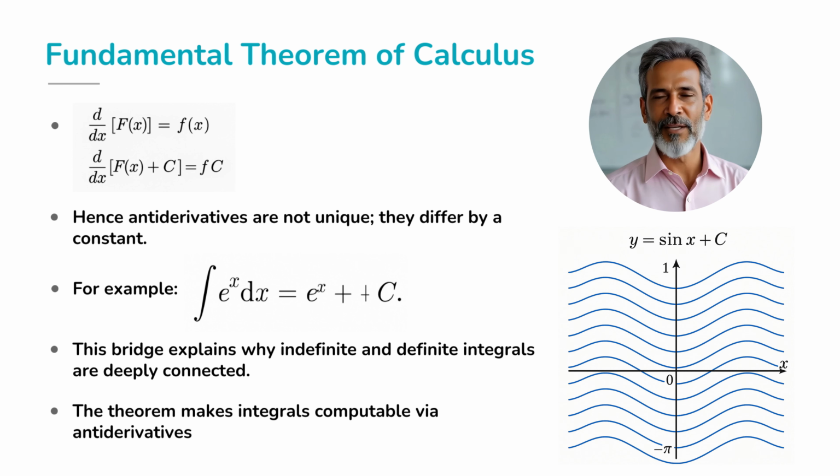Now here's something subtle but very important. If d by dx of F of x equals f of x, then d by dx of F of x plus c also equals f of x. That's because the derivative of a constant is 0. For example, derivative of sine x plus c is still cosine x. Similarly, derivative of x cubed by 3 plus c is still x squared. This means antiderivatives are never unique. They always come as a family of functions differing only by a constant. Graphically, they look like parallel curves shifted vertically.